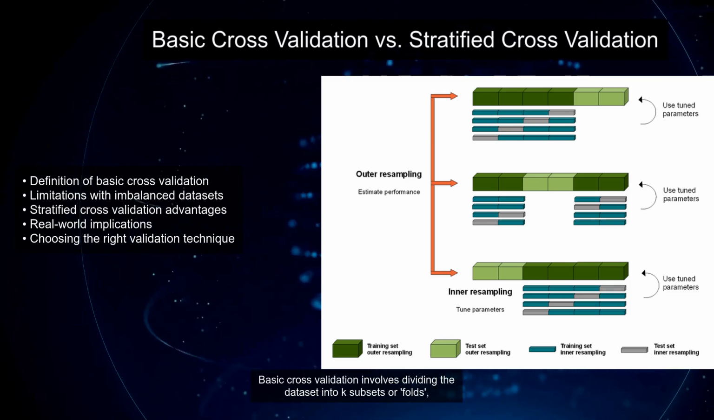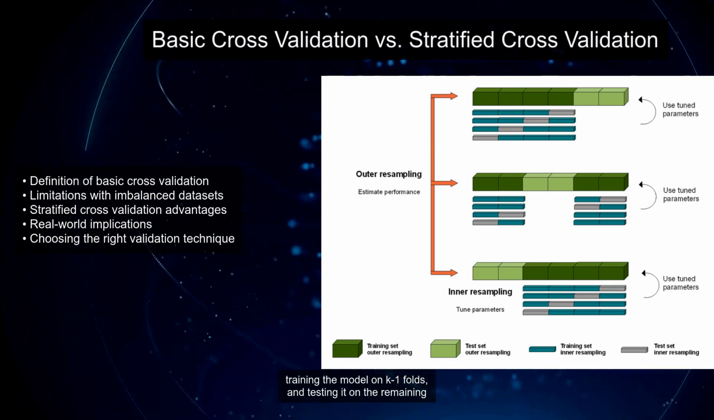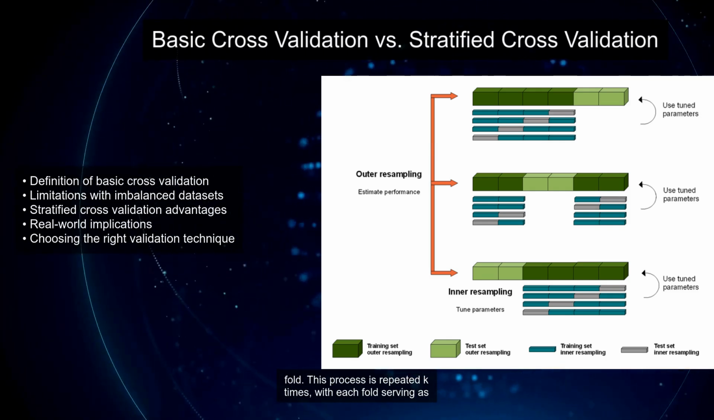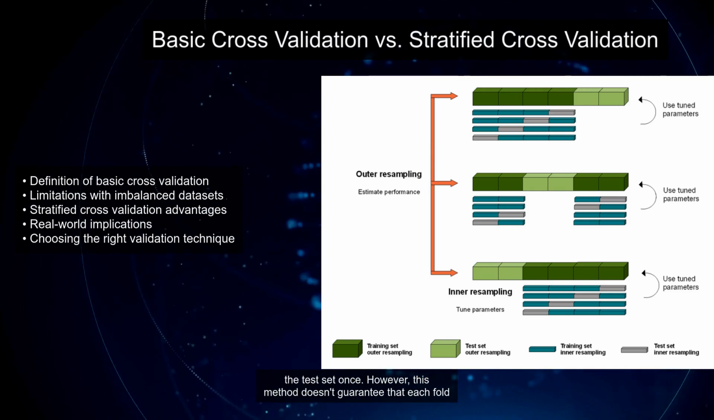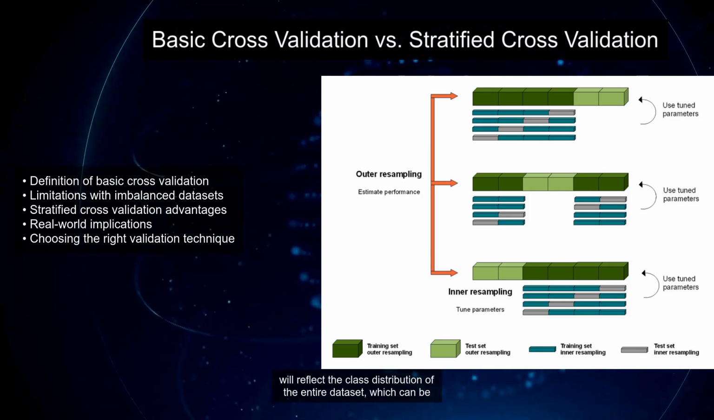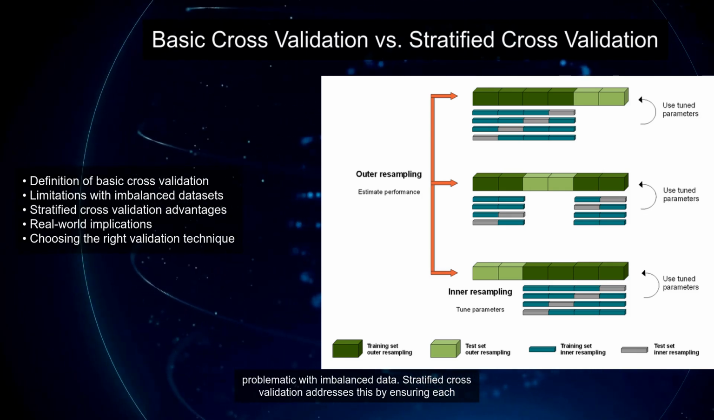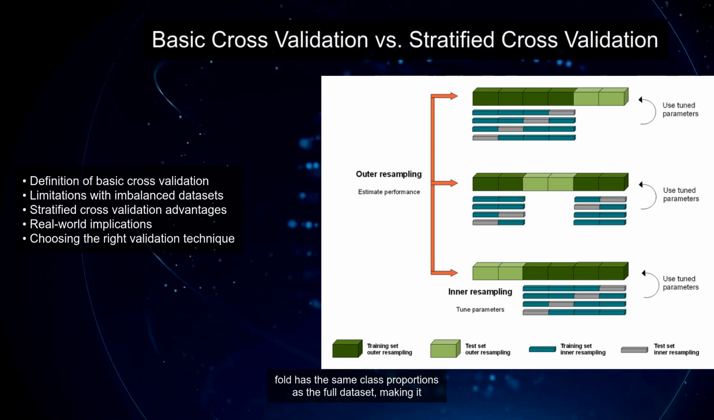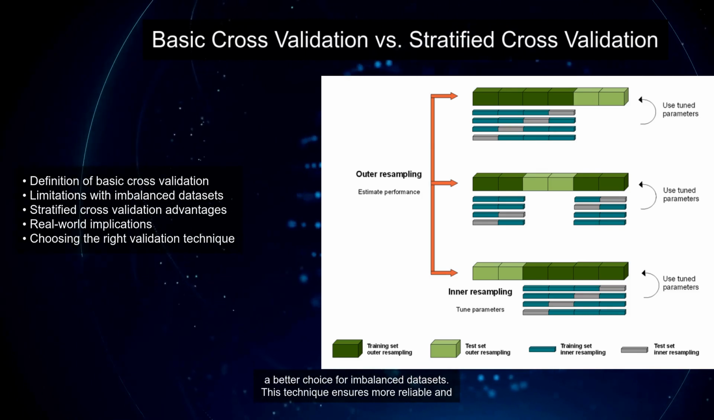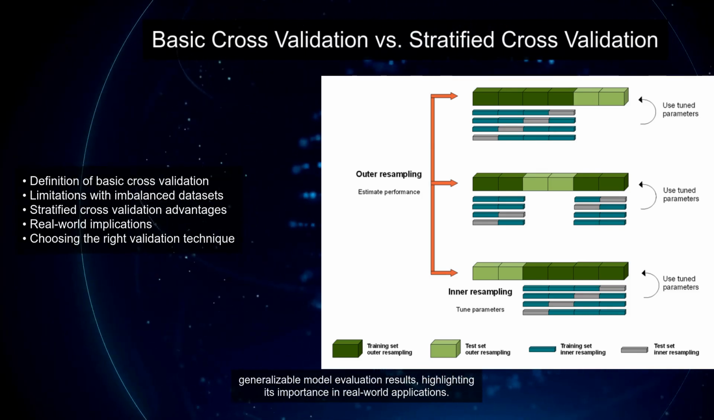Basic cross validation involves dividing the dataset into K subsets or folds, training the model on K-1 folds, and testing it on the remaining fold. This process is repeated K times, with each fold serving as the test set once. However, this method doesn't guarantee that each fold will reflect the class distribution of the entire dataset, which can be problematic with imbalanced data. Stratified cross validation addresses this by ensuring each fold has the same class proportions as the full dataset, making it a better choice for imbalanced datasets. This technique ensures more reliable and generalizable model evaluation results, highlighting its importance in real-world applications.